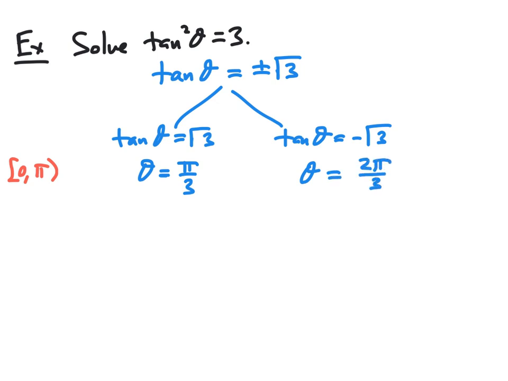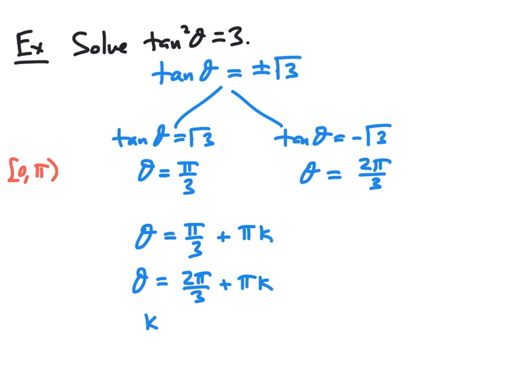So these are the 2 angles that live between 0 and pi with a tangent of either plus or minus square root 3. In order to write all of our solutions, then, we simply write these with all multiples of the period added to each. The only thing we have to watch out for here is that our period here is going to be pi. So we're going to add pi k to each of these. And k, as always, is any integer.